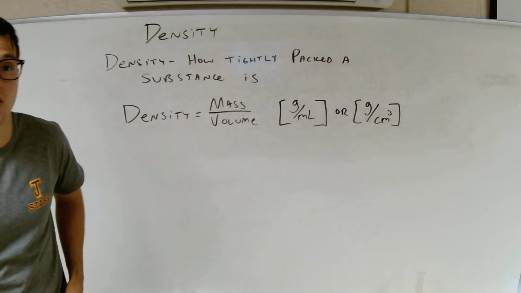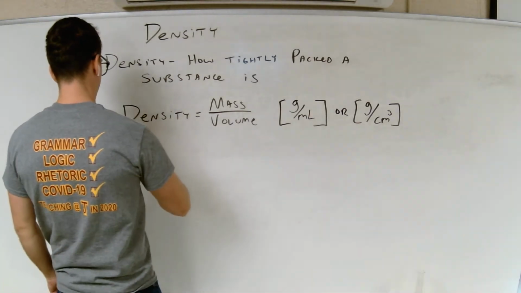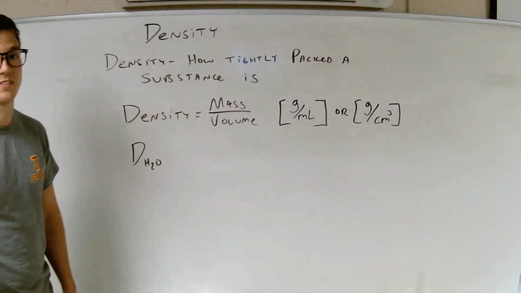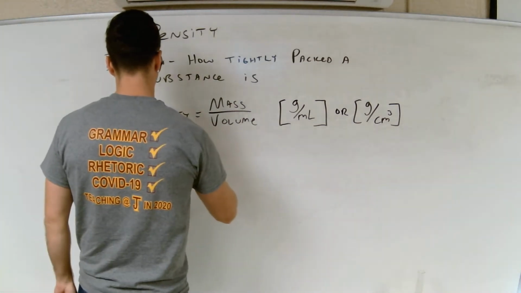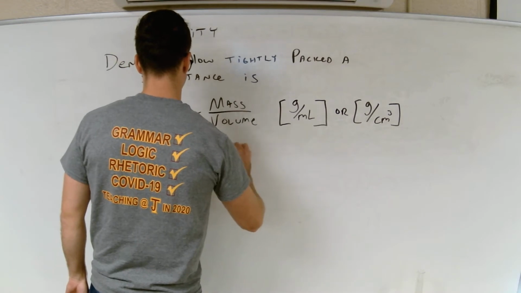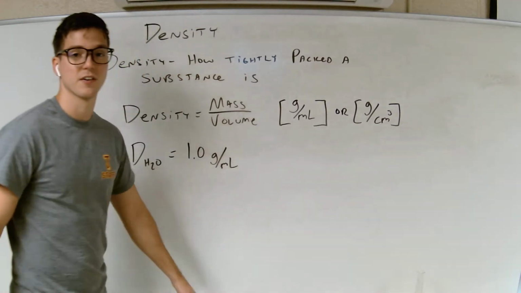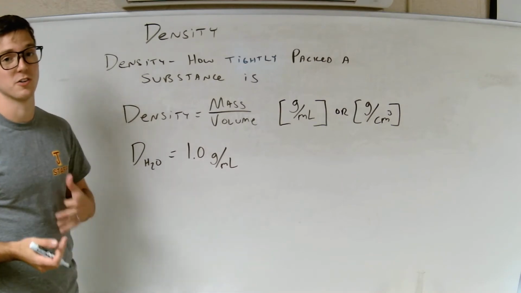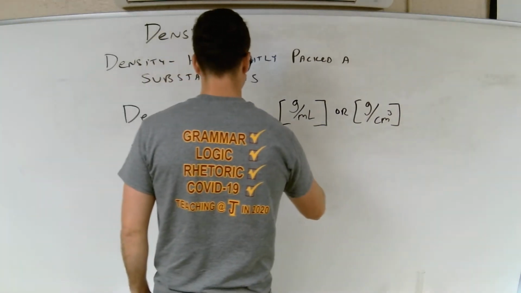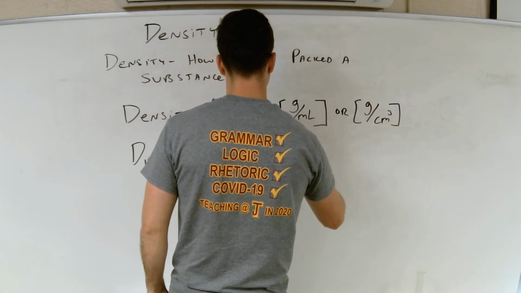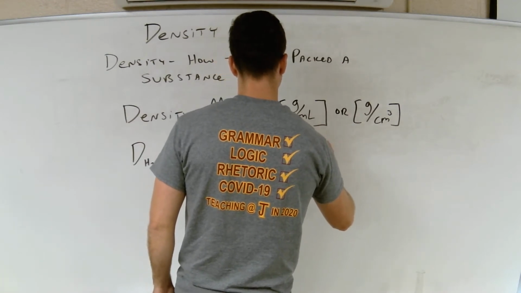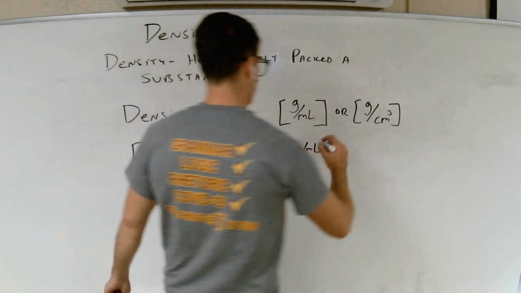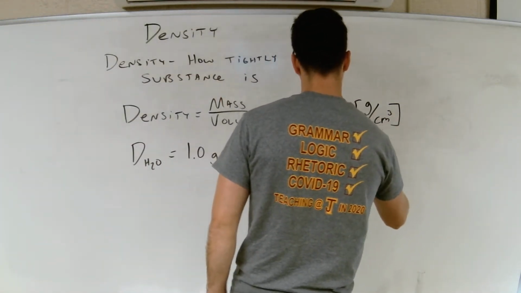One thing that's good to know is the density of water. So the density of water is a nice rounded number of 1 gram per milliliter. Okay, it's really nice, or 1 gram per centimeter cubed. The density of water is just 1. So if something has the density of 1.02 grams per milliliter, okay, it has a density greater than 1, so it is going to sink.